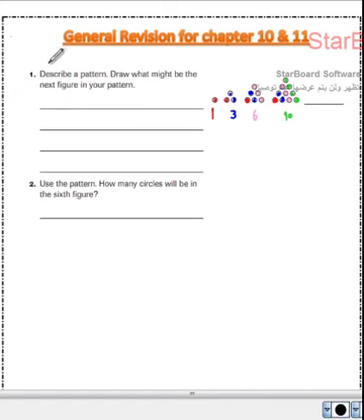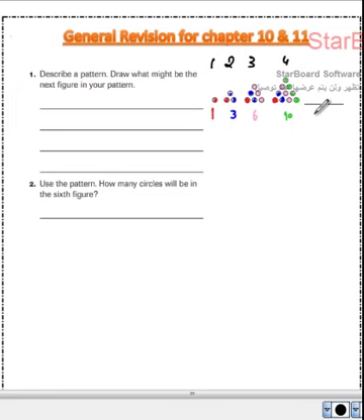On this page, the first question says, describe a pattern. Draw what might be the next figure in your pattern. Can you see the first figure? Count with me, please. This is the first figure. This is the second figure. The third figure. And here the fourth figure. The first figure has 1 circle. The second figure has 3 circles. The third has 6. The fourth has 10.